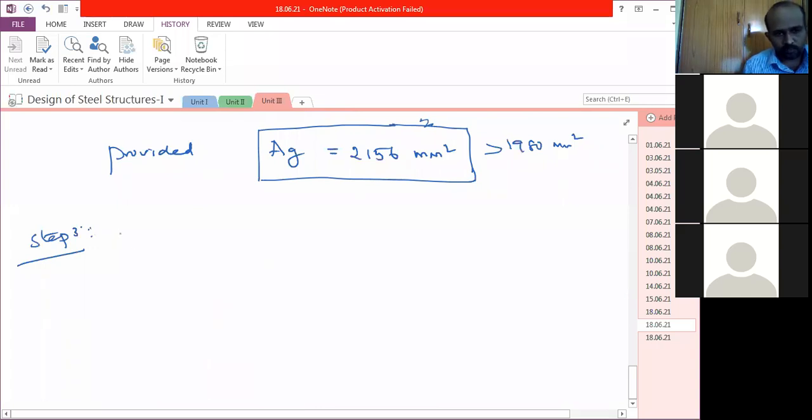Okay. So first of all, we shall calculate the shear capacity. Shear capacity of the bolt. We have to calculate the shear capacity of the bolt. So how to calculate the shear capacity of the bolt?